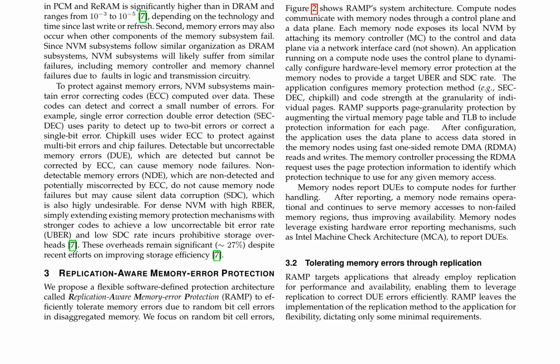RAMP targets applications that already employ replication for performance and availability, enabling them to leverage replication to correct DUE errors efficiently. The implementation of the replication method is left to the application for flexibility, with only minimal requirements dictated. By doing so, RAMP provides a flexible and efficient solution for tolerating memory errors in disaggregated memory architectures.